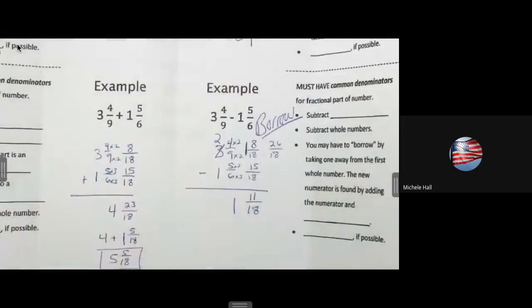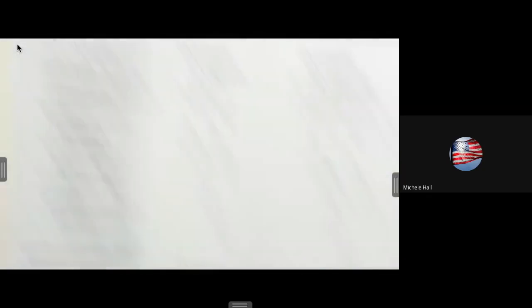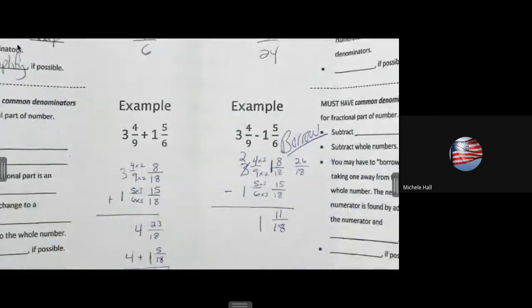That way, if you ever have to look back to a borrowing problem, you'll be able to find how you borrowed. All right, let's look at the other two papers that are about improper fractions and proper mixed numbers. Really, these papers should have come before the foldable. Next time.